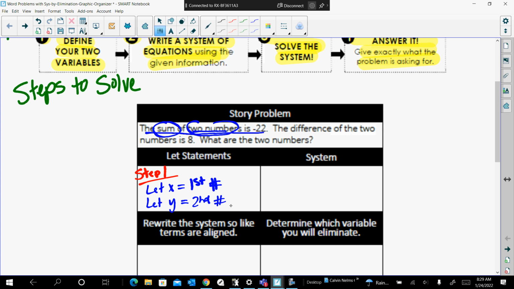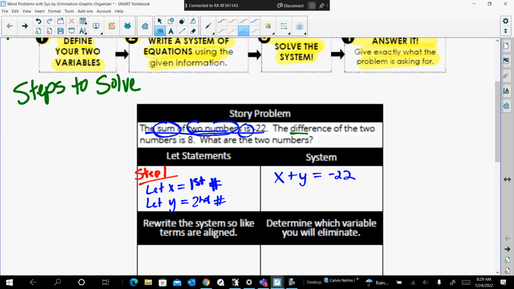Now I'm going to write a system of equations. I'm going to write an equation for that sentence because the key is sum. So we're going to say x plus y. Whenever I see the word is, that's an equal sign: negative 22. There's our first equation. When I go to the second sentence, that will help me for my next equation, because the system means I'm going to have two equations.